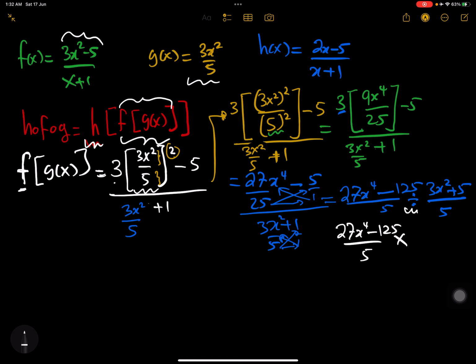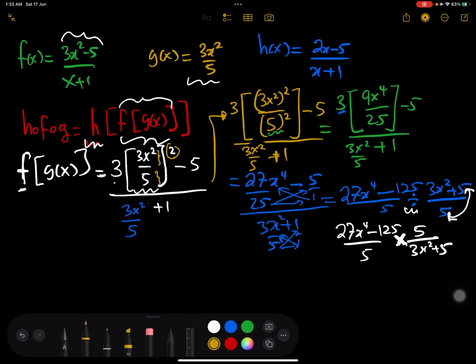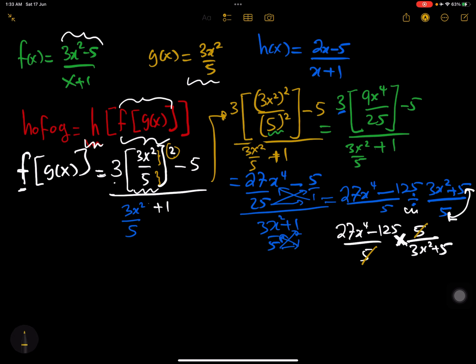So we change the sign to multiplication. If it's division, you always do that. Change to multiplication, and then this goes to the top, and that comes down. So the 5 goes on to the numerator, and then the 3x squared plus 5 comes down. And from here, we know that this 5 is going to cancel out, and then we are basically going to have 27x to the power 4 minus 125 divided by 3x squared plus 5.